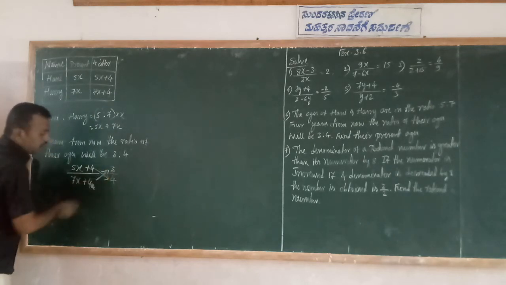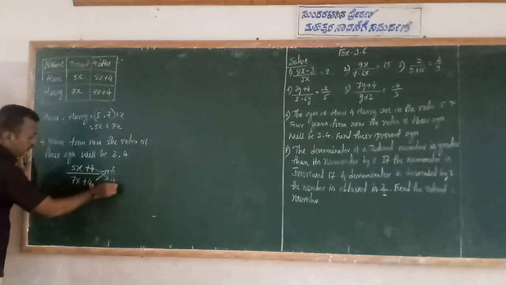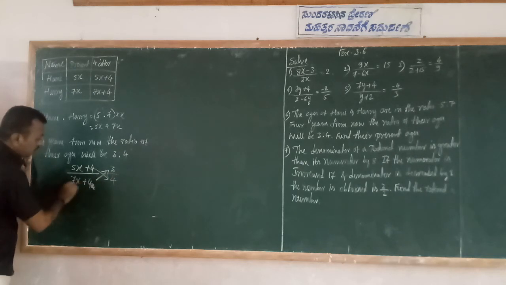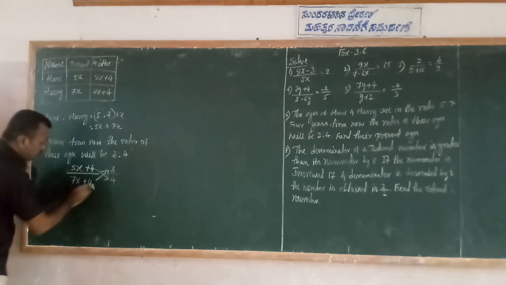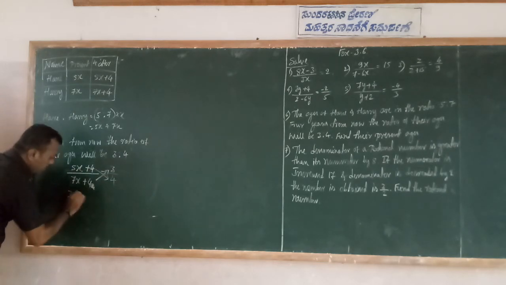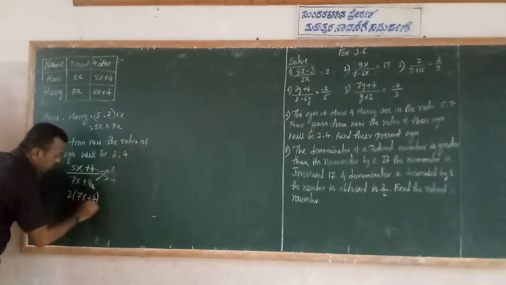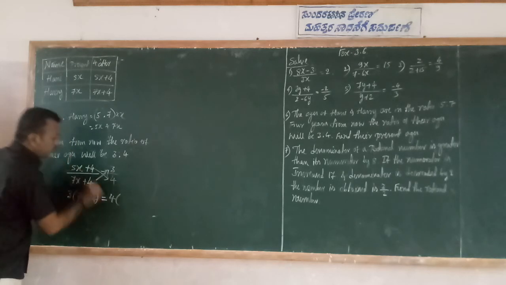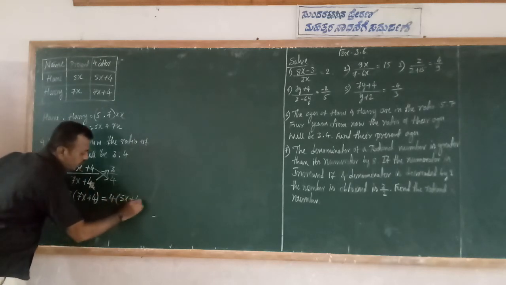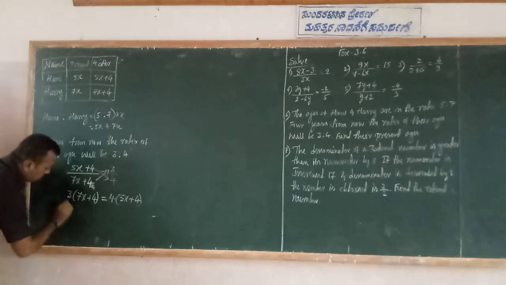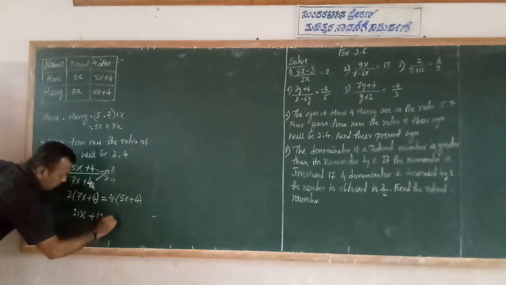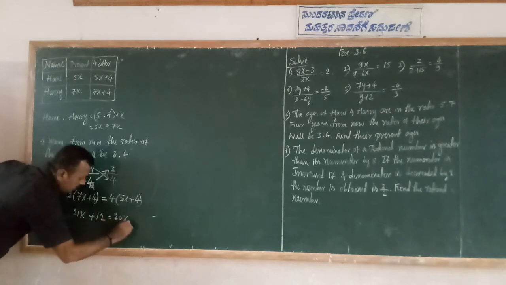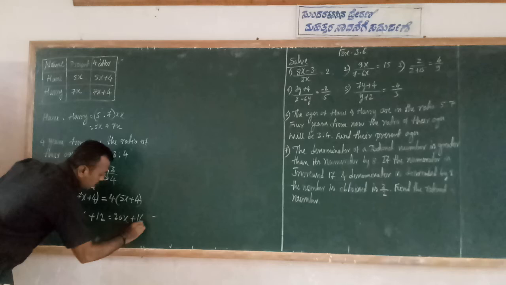So we have to cross multiply. 4 into 7x plus 4... otherwise 7x plus 4 into 3, and 5x plus 4 into 4. So 3 into 7x plus 4 is equal to 4 into 5x plus 4. Next, 3 7s are 21x plus 3 4s are 12, equal to 4 5s are 20x plus 4 4s are 16.